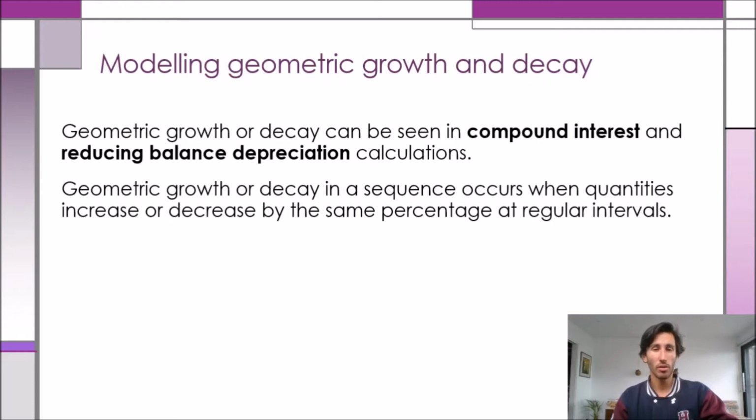Alright, so geometric growth and decay can be seen in compound interest and reducing balance depreciation. Geometric growth or decay in a sequence occurs when quantities increase or decrease by the same percentage at regular intervals. So for simple interest and unit cost depreciation, as well as flat rate depreciation, you added the same amount, not the same percentage. You added the same amount each time. So it was changing by 50 each time, for example. In this case, we're changing by the same percentage, which means the amount that we're changing by might actually change each time, or it should change each time.